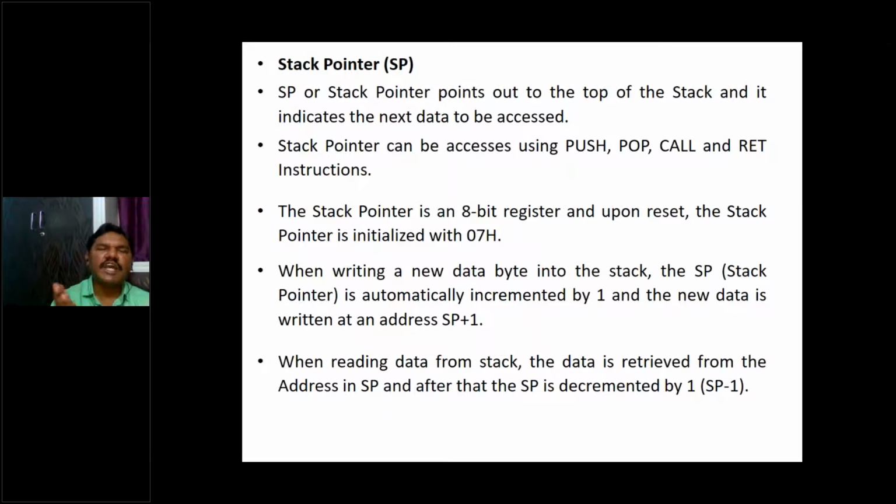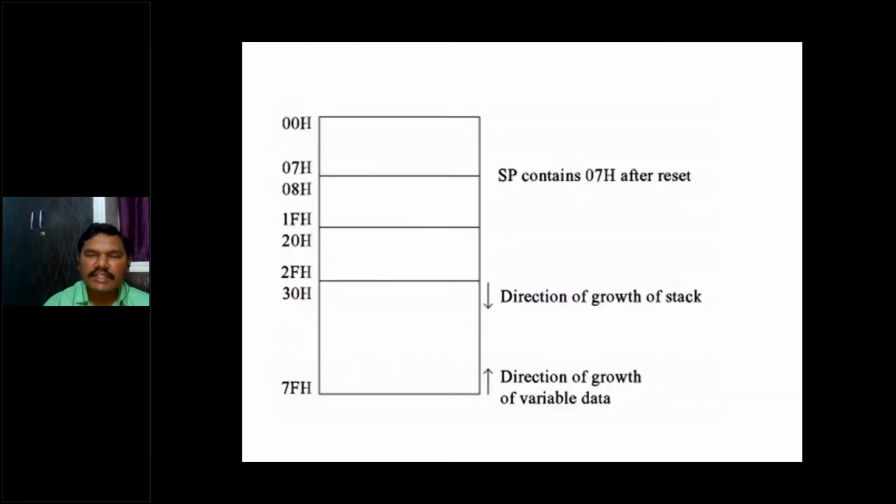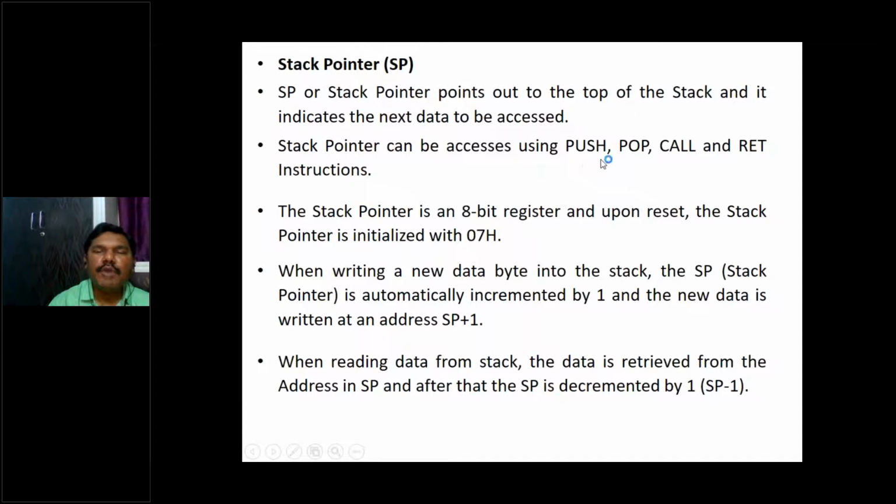pointer. When will the stack pointer and stack memory be used? At the time of interrupts, we use the stack pointer and stack. When writing a new data byte into the stack, the stack pointer is automatically incremented by 1, and new data is written at the address SP plus 1. When reading data from the stack, the data is retrieved from the address in the stack pointer, and after that the stack pointer is decremented by 1. That is called SP minus 1. The stack pointer is always used by the push and pop instructions along with the call and RET instructions that we will see in the instruction set.